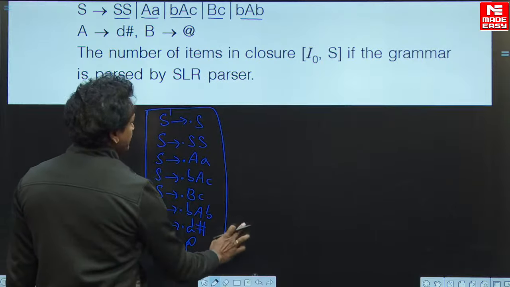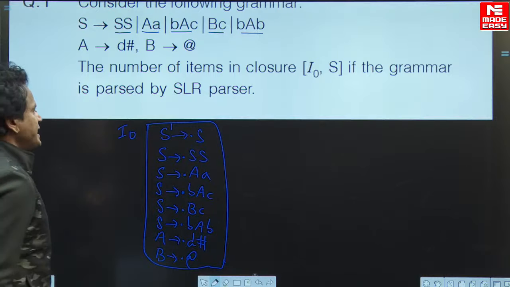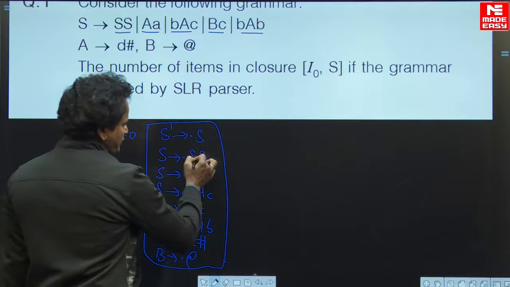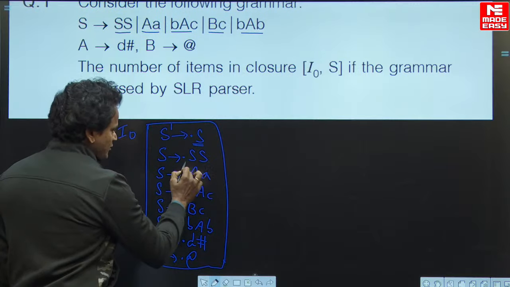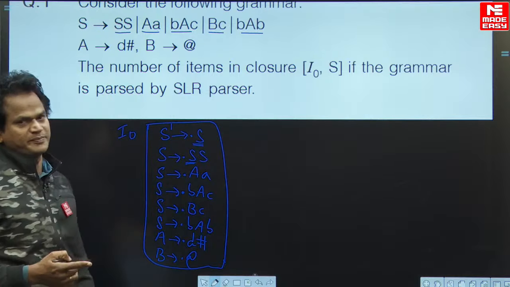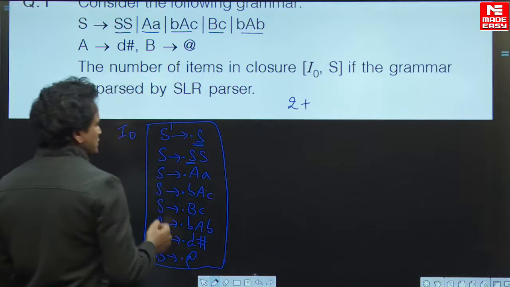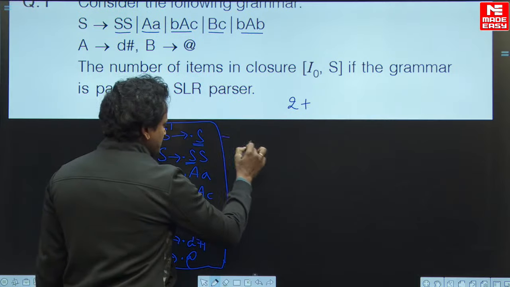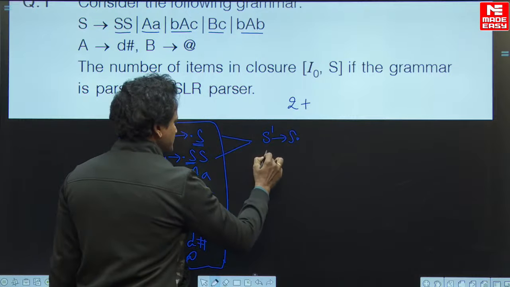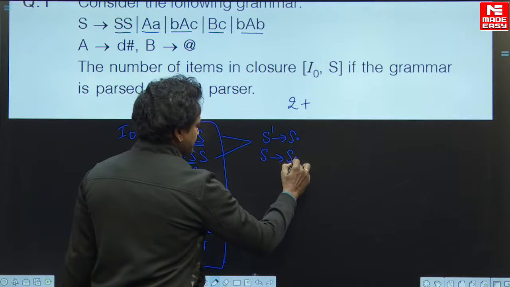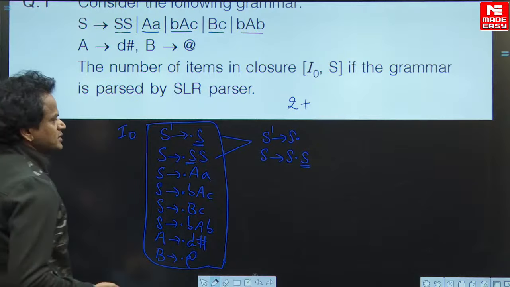So what is the question here? This is I naught, the number of items in I naught comma s. Here, dot after s and dot after s, these two productions will come. So there are two productions, and if I go for expansion of this one, what do we get? S dash there is dot s, and this also s there is dot s s. So dot after s, so we have to write every production of s.